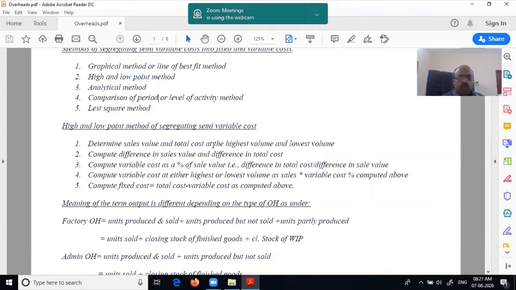Determine the sales value and the total cost at the highest volume and the lowest volume. So if data is given at different sales values at different volume levels, you take the highest and lowest, and compute the difference in sales value and the difference in cost. Compute cost as a percentage of sales value: the difference in total cost divided by the difference in sales value. Then compute variable cost at either the highest or the lowest level as sales times that percentage above. Therefore, what you get is the fixed cost, because at each level the fixed cost will be the same.